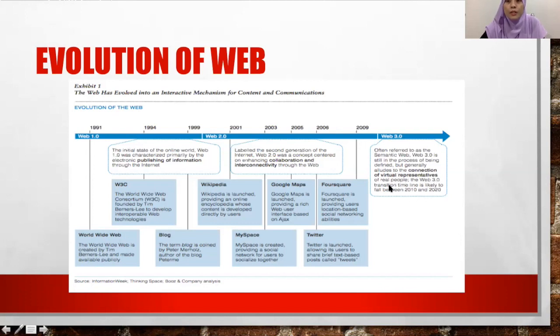The Web 3.0 transition timeline is likely to fall between 2010 and 2020. So we're at the end of Web 3.0. As you can see and are experiencing, people say that we are already in Web 4.0. But for this class we'll only cover until Web 3.0.